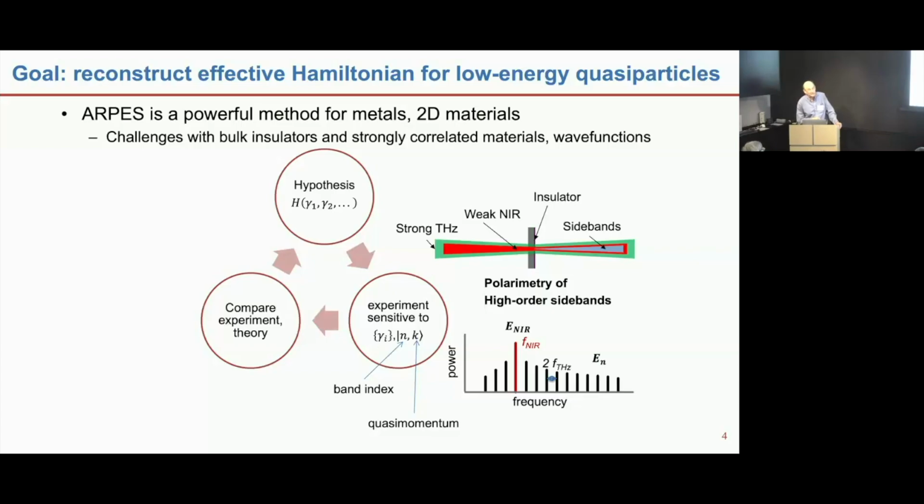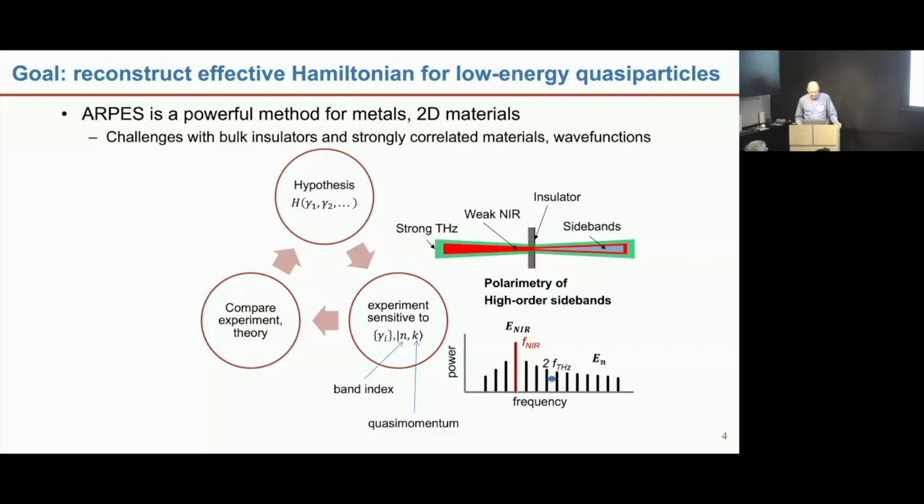In the basic high-order sideband generation experiment, we have a weak near-infrared laser that's close to the band gap of an insulator. At the same time, we shine a strong terahertz field. The transmitted radiation, in addition to the near-infrared and the terahertz field, contains a large number of sidebands. These sidebands are shown schematically down here, and they are decorating the near-infrared laser frequency. They're separated from one another by twice the terahertz frequency.